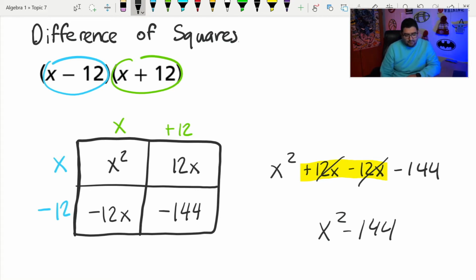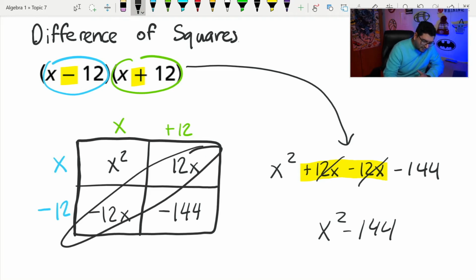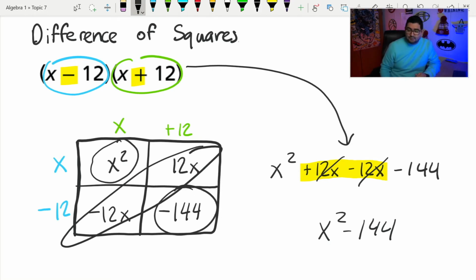Some guy a long time ago realized that this is going to happen every single time I'm faced with this scenario where I have two binomials that are almost identical, but they have different signs. These different signs resulted in the two middle terms canceling each other out. So thinking about the method I used, it's almost as if these two diagonal terms do not matter. The only two terms I really need to multiply are these two and these two. What matters is how I got the x squared and how I got the negative 144.